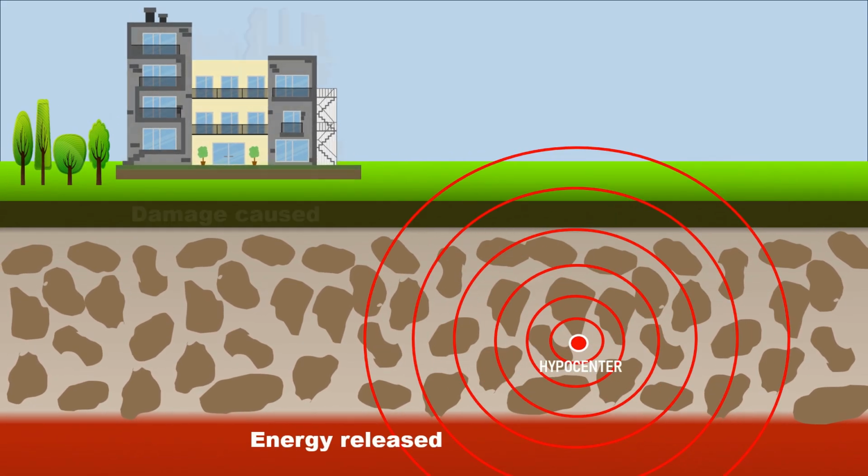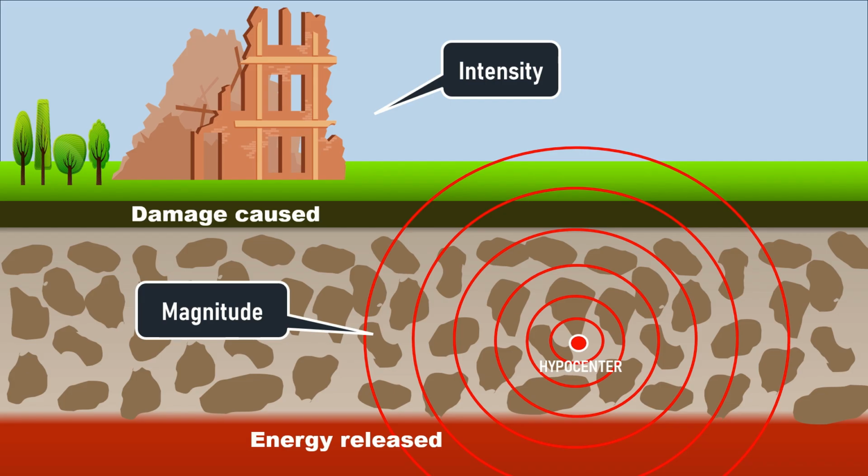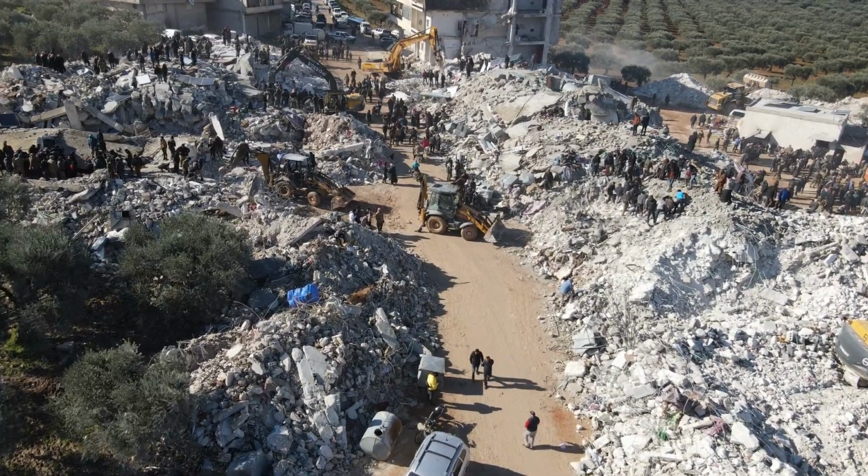So, that's how we determine the scale of an earthquake, using both intensity and magnitude, two measurements that together give us the full picture of how strong an earthquake was, and how it affected the world around us.